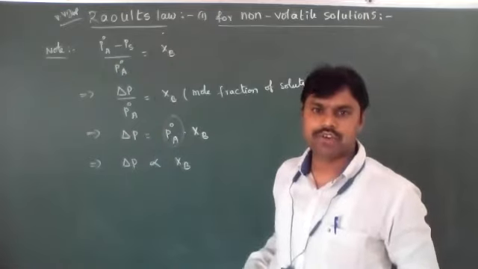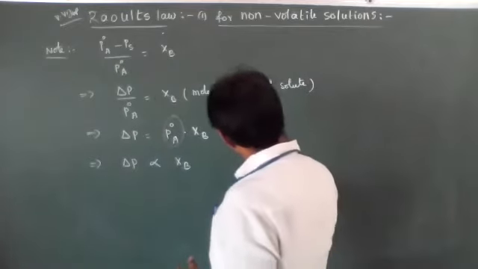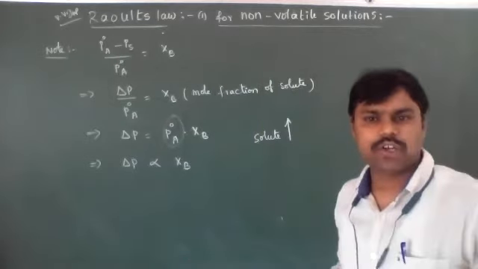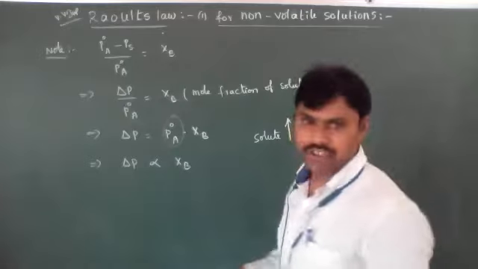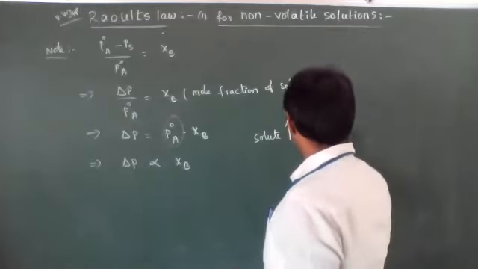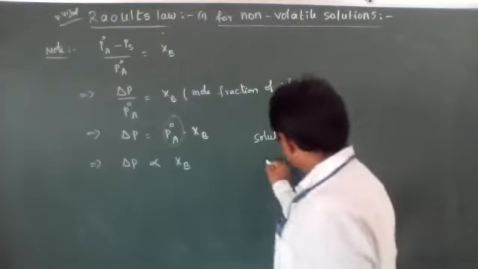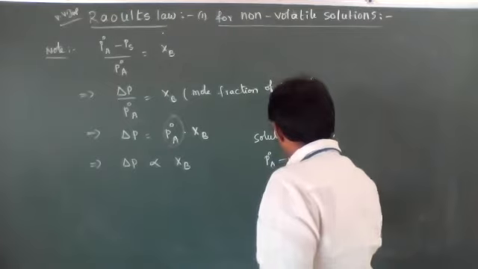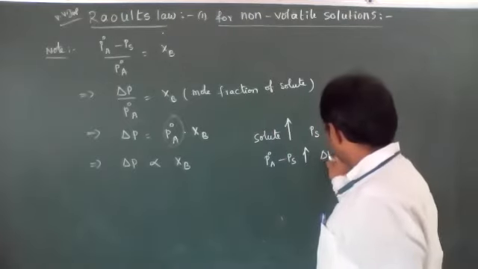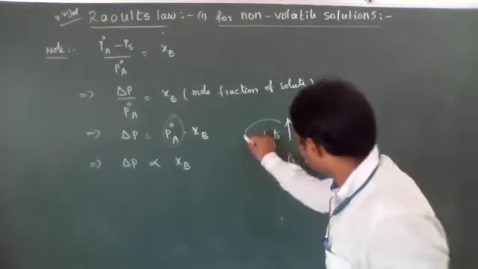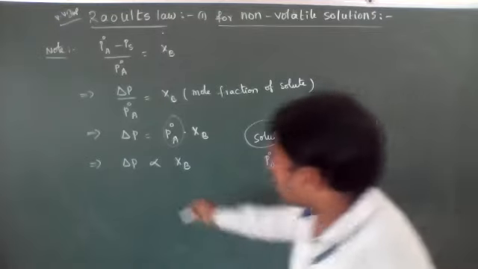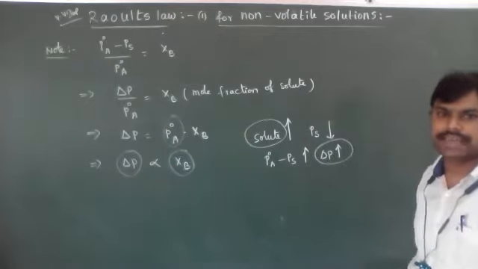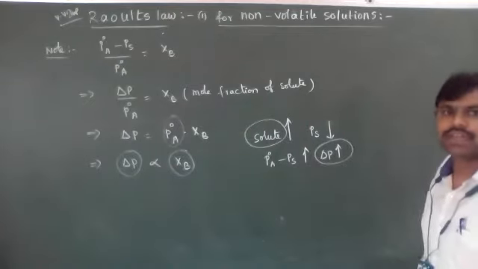If the mole fraction of solute increases, meaning the solute quantity increases in a solution, then what happens, dear students? The vapor pressure Ps will decrease, then the difference P naught A minus Ps will increase, then the delta P value will increase. That's why delta P is directly proportional to the mole fraction of solute.